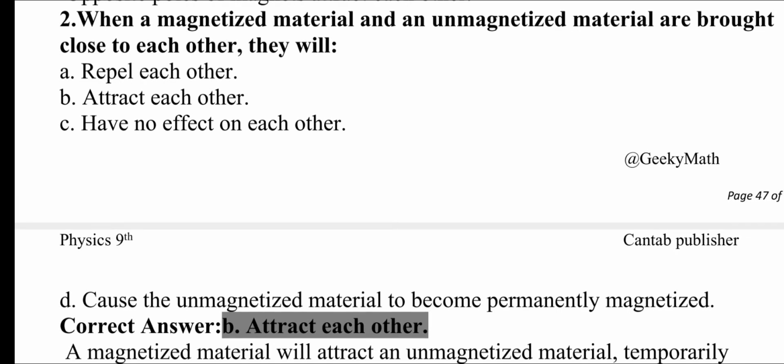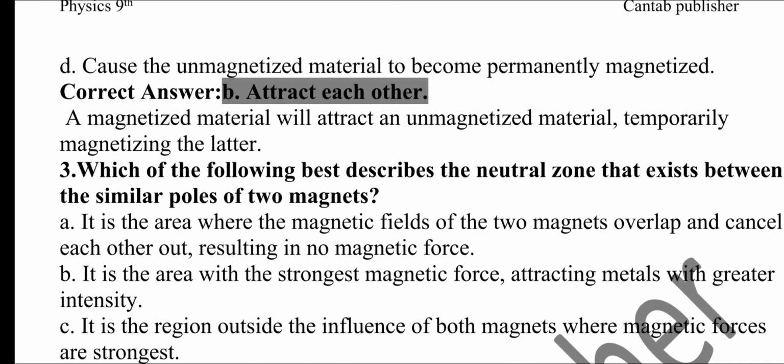Question number 2. When a magnetized material and an unmagnetized material are brought close to each other, they will: option A repel each other, option B attract each other, option C have no effect on each other, option D cause the unmagnetized material to become permanently magnetized. So the correct option is B, attract each other. A magnetized material will attract an unmagnetized material, temporarily magnetizing the latter.